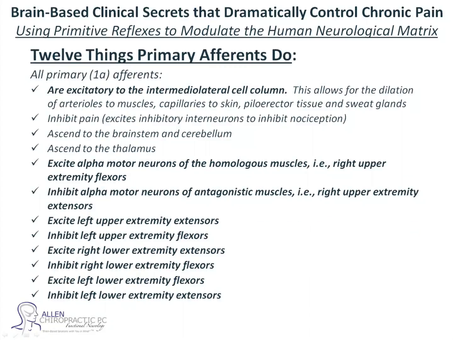Again, these 12 things that affect the function of the spinal cord are primarily the excitation of the intermediate lateral cell column, the arterioles to muscles, capillaries to skin, piloerector tissue, and sweat glands, the inhibition of pain, and the ascendance of the action potential, the nerve signal to the brainstem, cerebellum, and thalamus. And then these last 8 things are all reciprocal, they're ingrained, and they have to happen. If you don't have these things, you have a posture inside of movement.